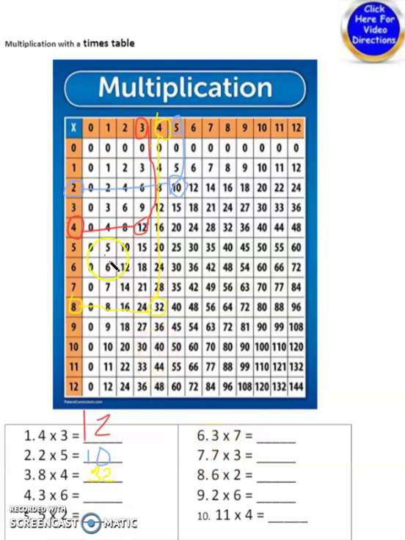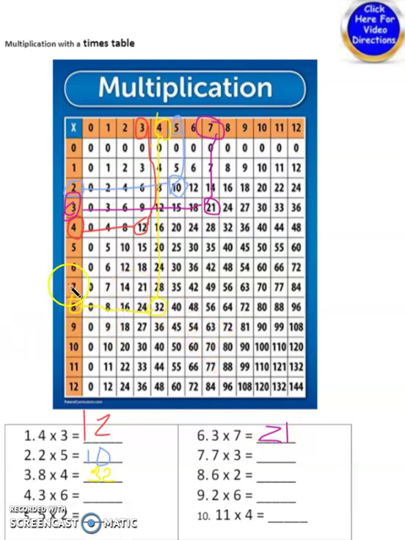Let's start with 3 groups up here, 3 of 7 up here. Don't forget, I'm going to drag this all the way until I get to my 7 row. Drag a line down and see where they meet. 21. My answer to 3 times 7 is 21.